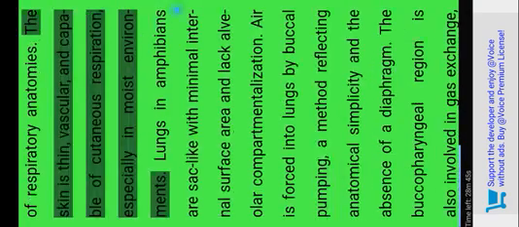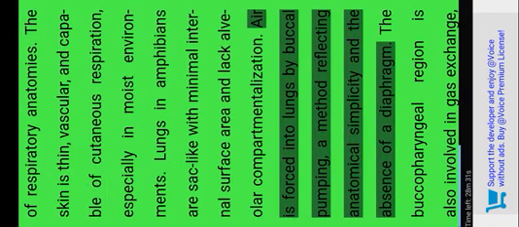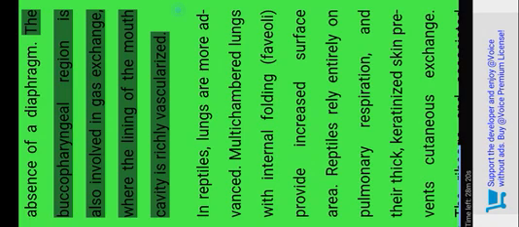Amphibians exhibit a mixture of respiratory anatomies. The skin is thin, vascular, and capable of cutaneous respiration, especially in moist environments. Lungs in amphibians are sac-like with minimal internal surface area and lack alveolar compartmentalization. Air is forced into lungs by buccal pumping, a method reflecting anatomical simplicity in the absence of a diaphragm. The buccopharyngeal region is also involved in gas exchange, where the lining of the mouth cavity is richly vascularized.